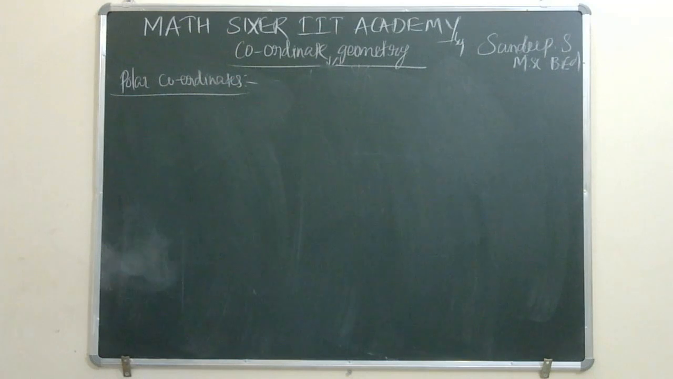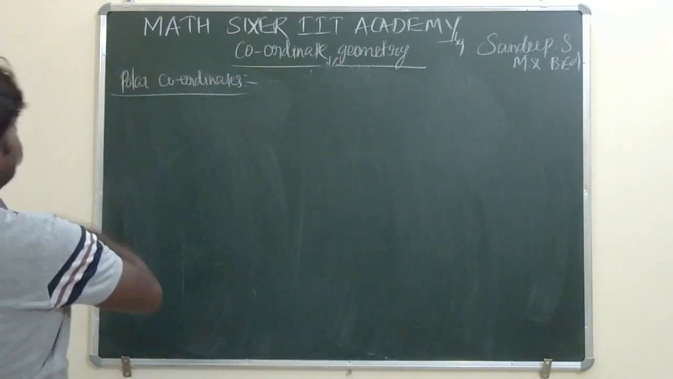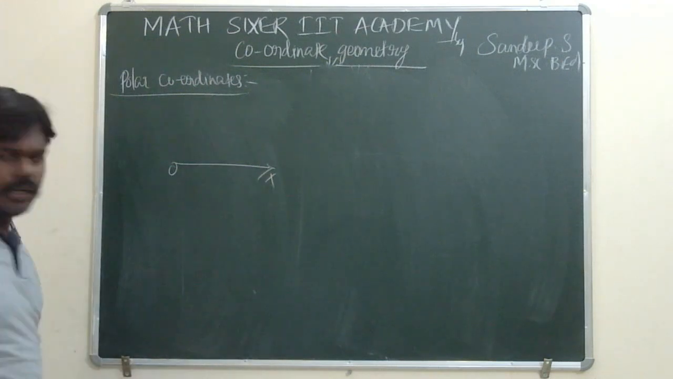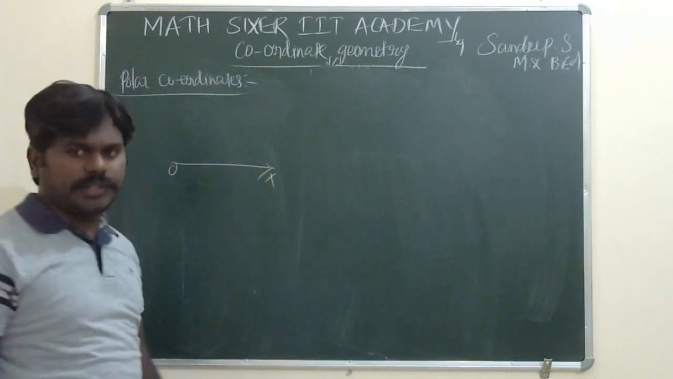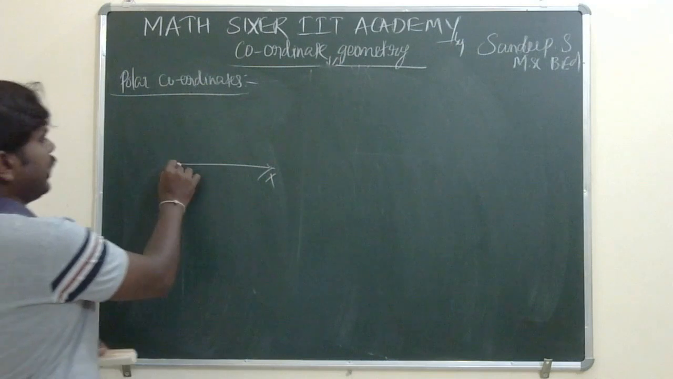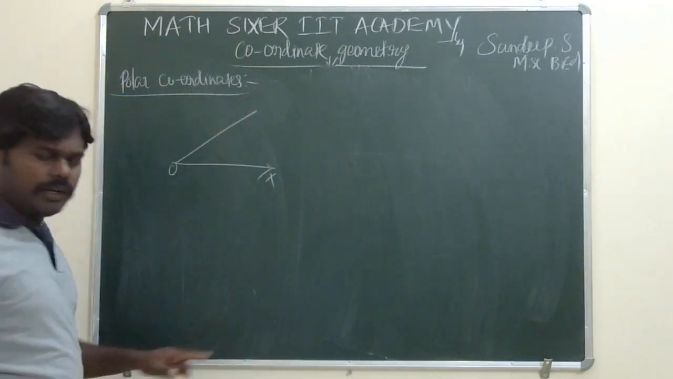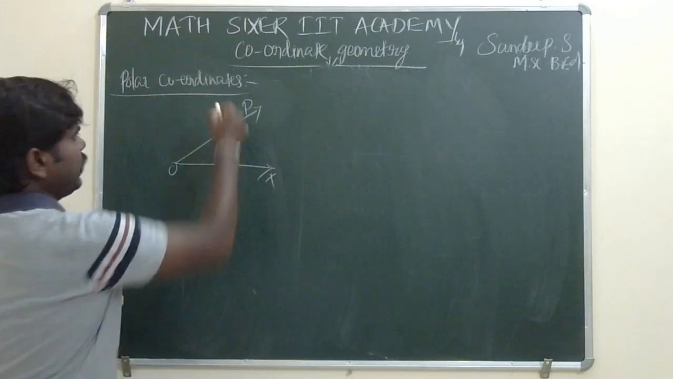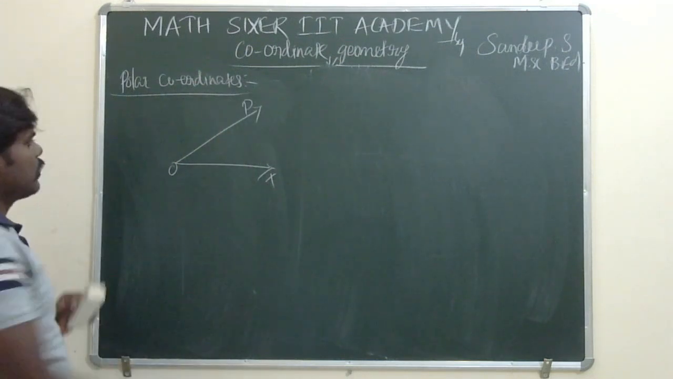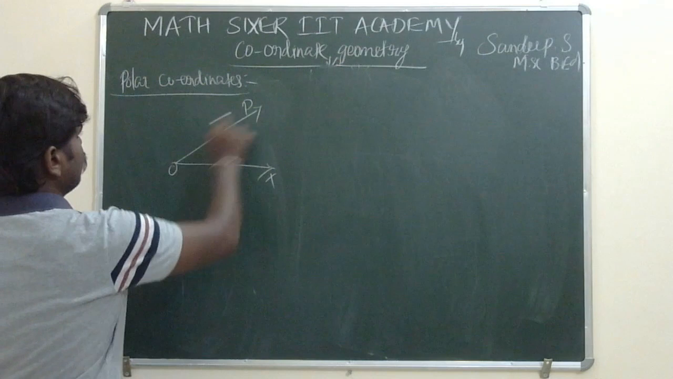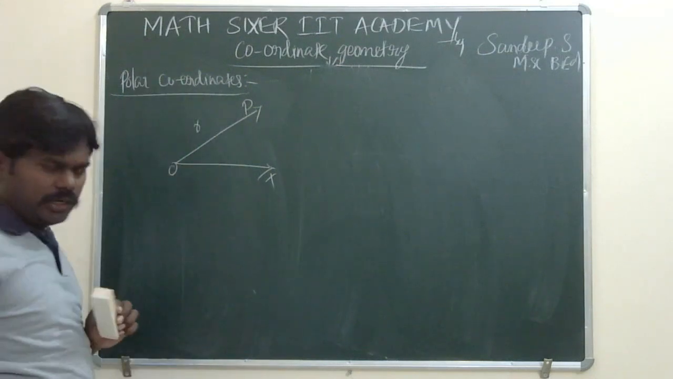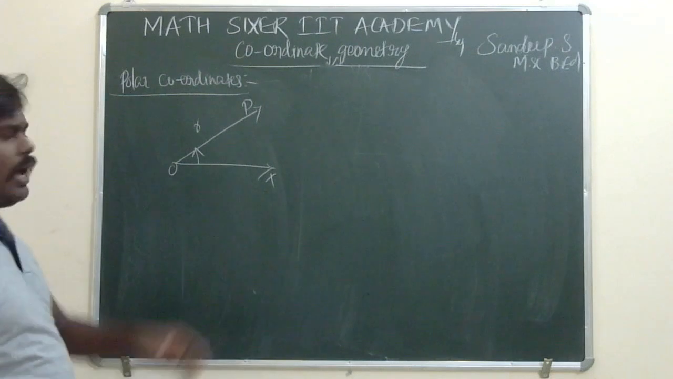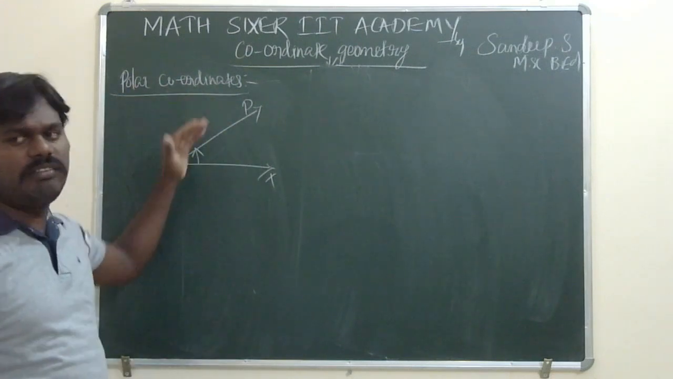Okay, so polar coordinates. Here I am taking a ray OX, where O is a fixed vertex. Now you rotate this ray about the fixed vertex up to some point, suppose P. The distance OP you can take as R, and when you rotate this in the anti-clockwise direction, an angle will be formed.